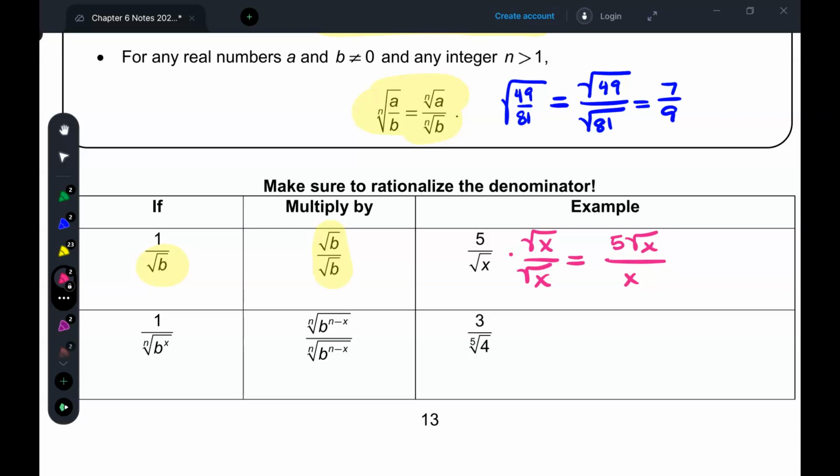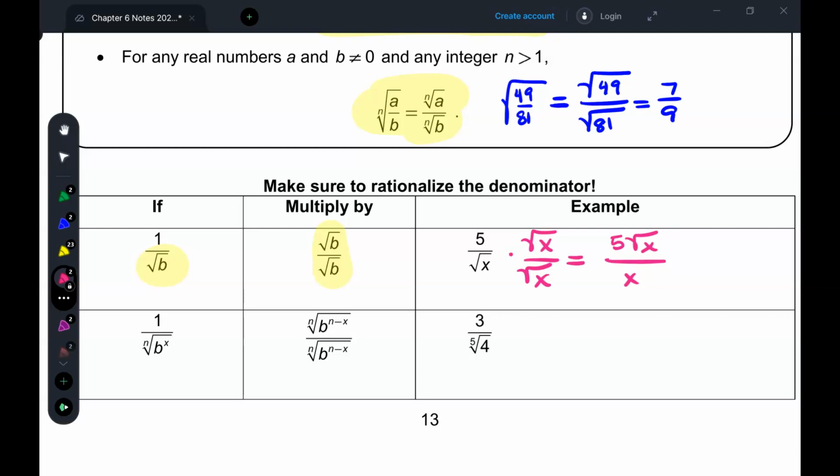What if there's a number on the bottom? That's okay. We just leave the number. No, like, you mean like a 2 in front? No, like instead of x, it's like 2. Like a square root of 2 over square root of 2? Yeah, then we will multiply by square root of 2 over square root of 2. So it would be 5 root 2 over 2.